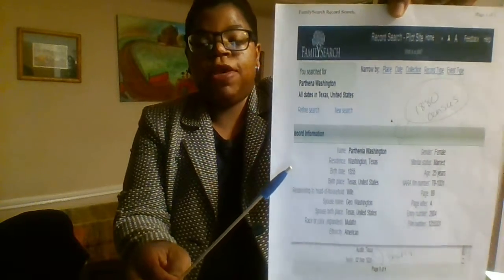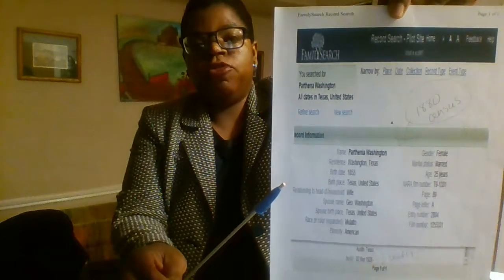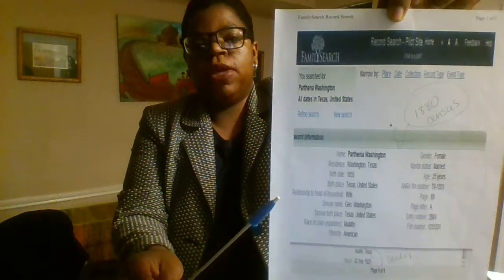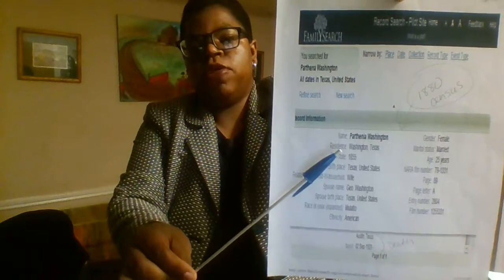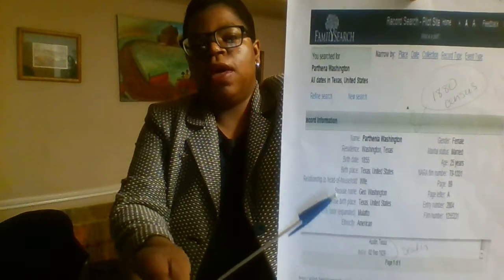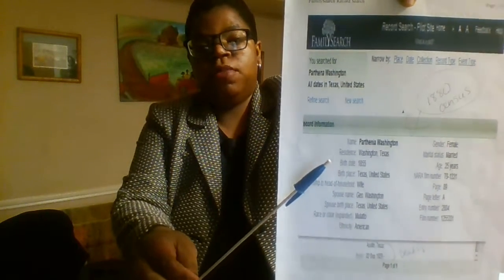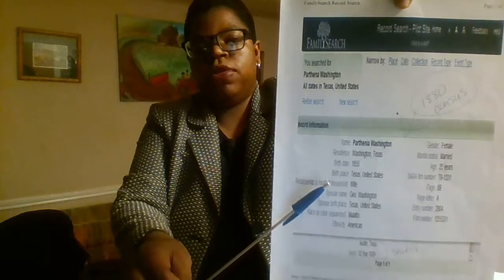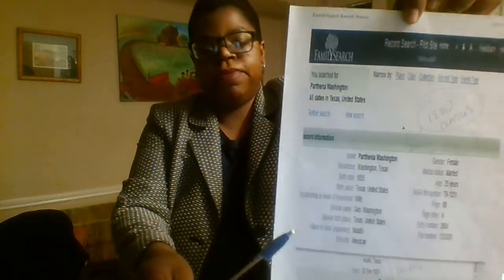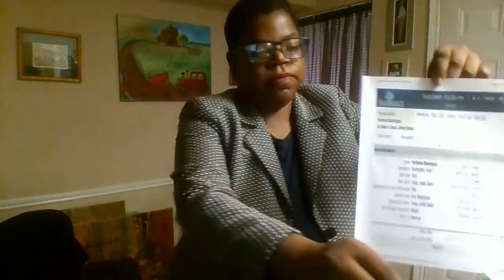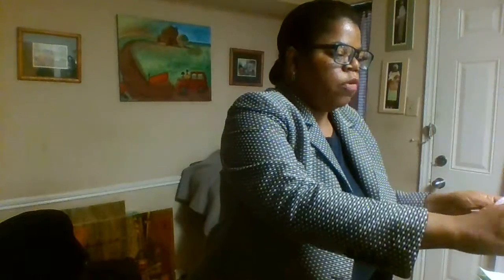For example, this is a page that I pulled from my second great grandmother, whose name was Parthenia Washington, and she was born around 1855. And you can see the different information that it pulls up: her age, her race, who she was married to, my second great grandfather, George Washington. And it also gives some information about the county where they lived, Washington County, Texas, Chapel Hill area. And this was in 1880.